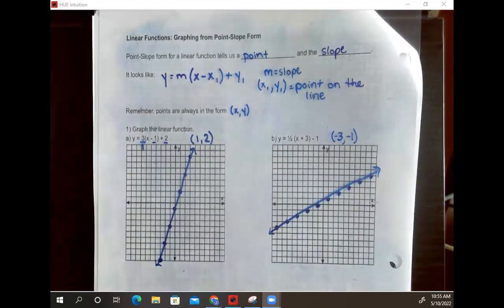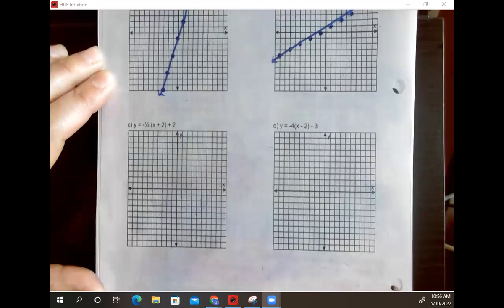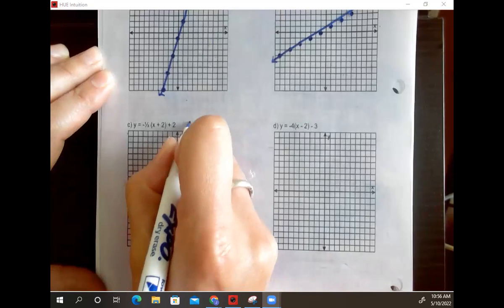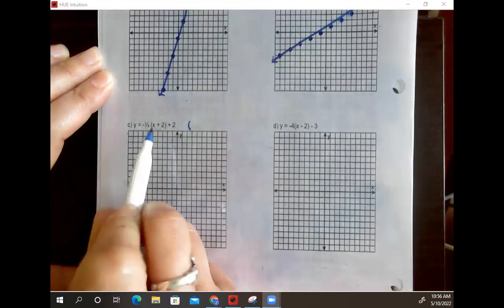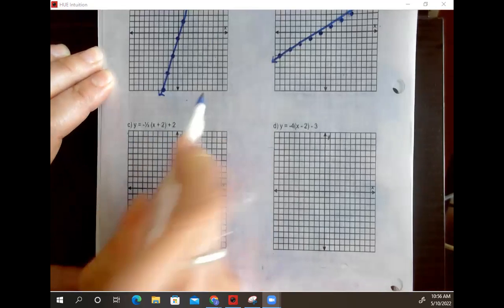Questions for me so far? Okay, let's hop down to C. Again, I want to start by identifying my point from point slope form. So this would be -2, 2.